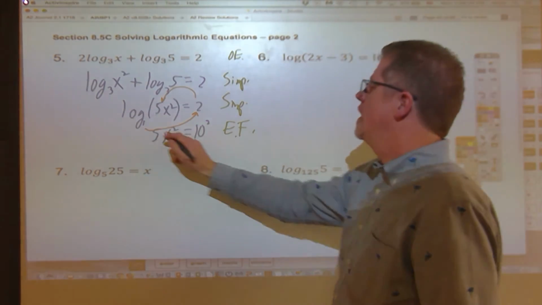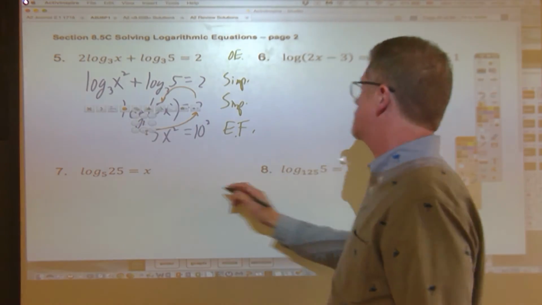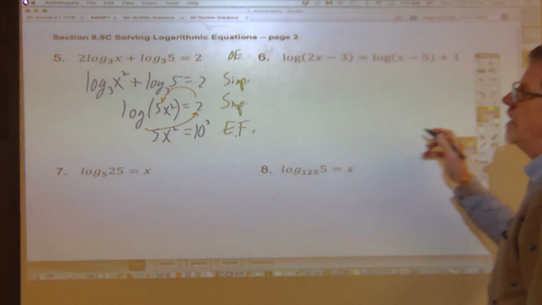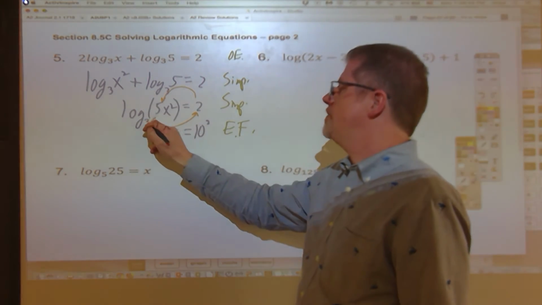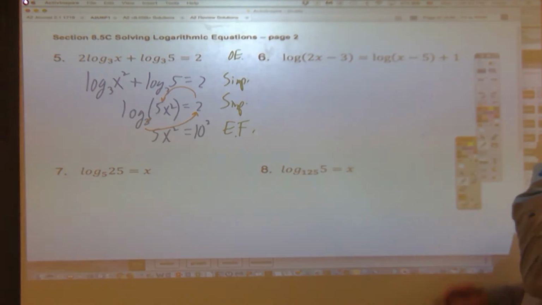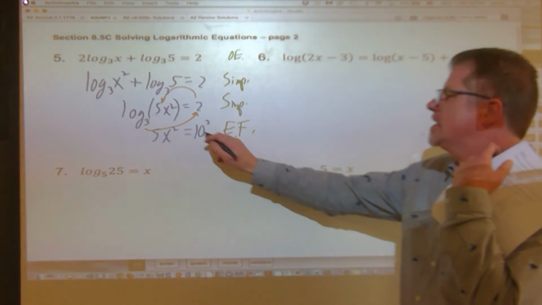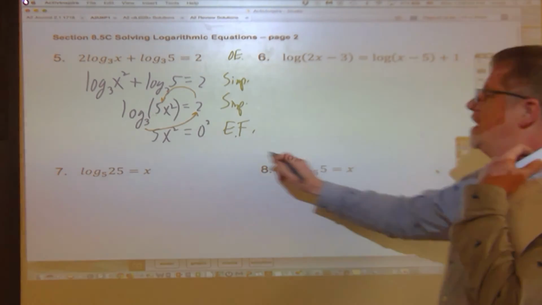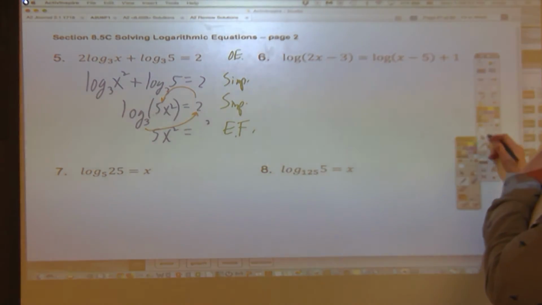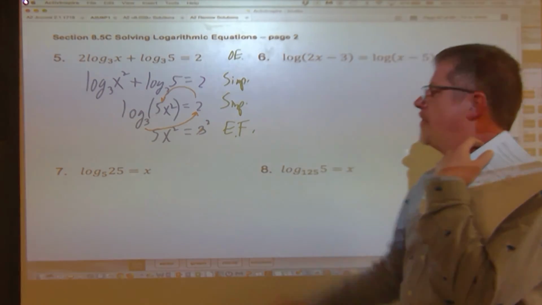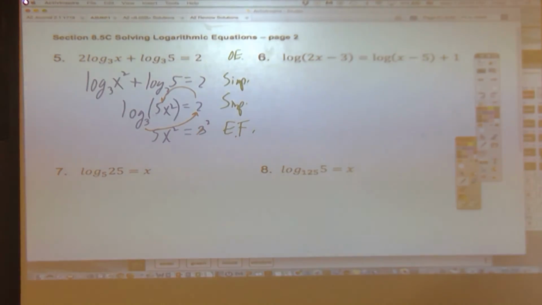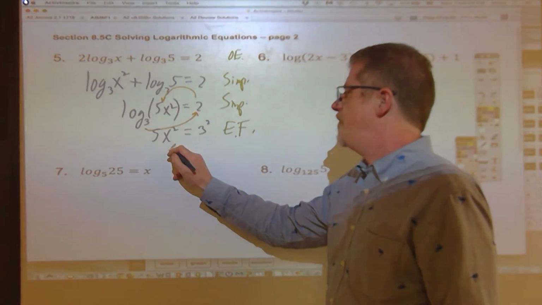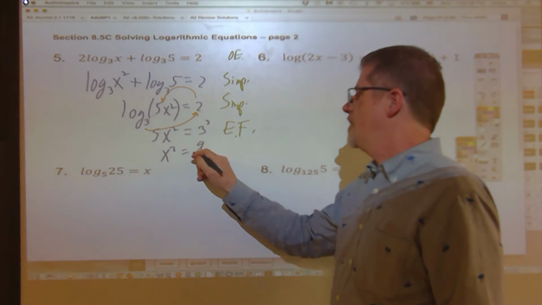Let's correct it. I could tell when your hands were up the way they were that there was something wrong. So it's not really an invisible 10. What happened was I forgot to copy down the 3. So it's not really 10 to the second, it's actually 3 to the second power. So let's fix that. Change the 10 to a 3. So here we go. We've got 5x squared is 3 squared. So now when we simplify that, we get 5x squared equals 9. In fact, I'm going to divide both sides by 5 to get 9/5.